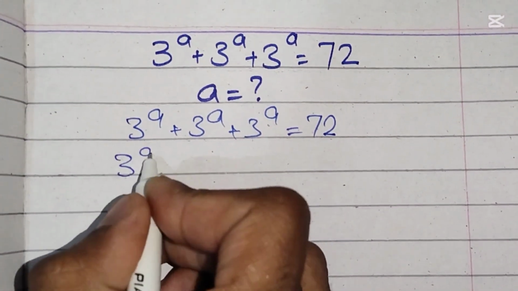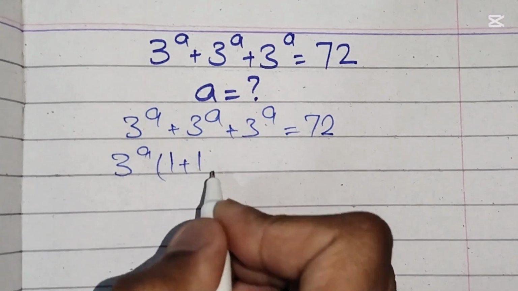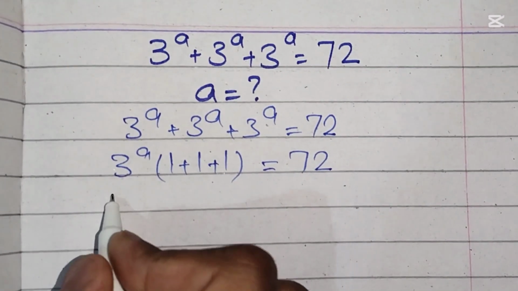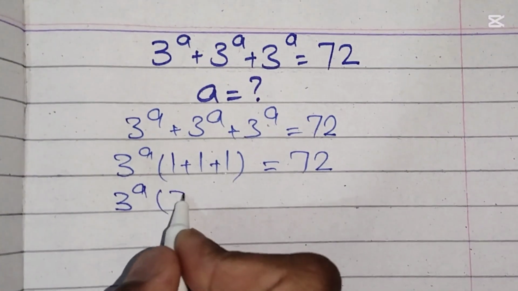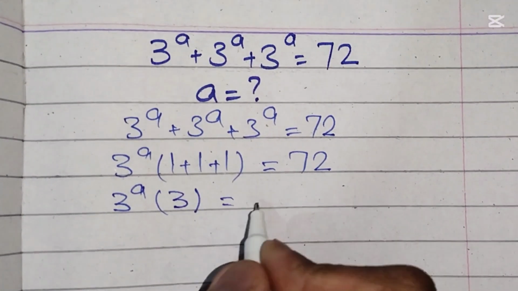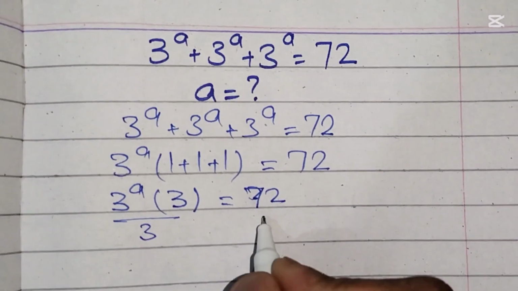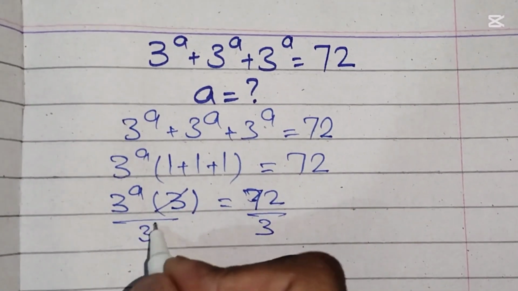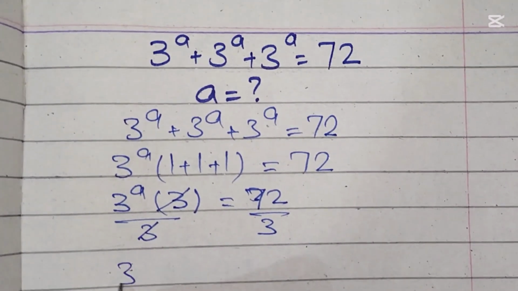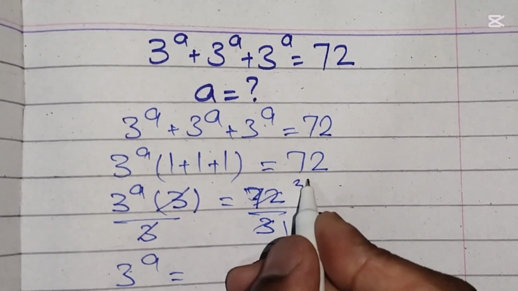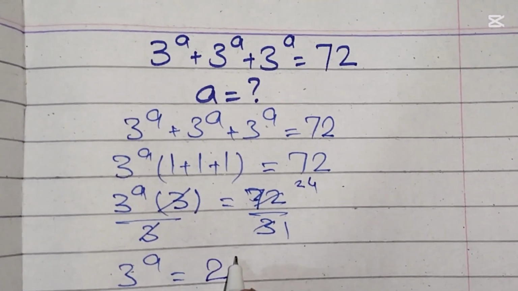We can take 3 power a common. 1 plus 1 plus 1 equals 72. We write 3 raised to power a times 3 equals 72. Dividing both sides by 3, 3 cancels with 3. We are left with 3 raised to power a equals 24.